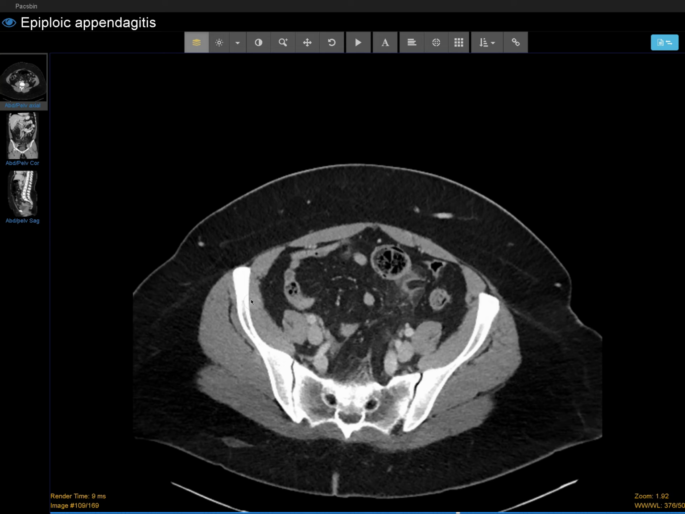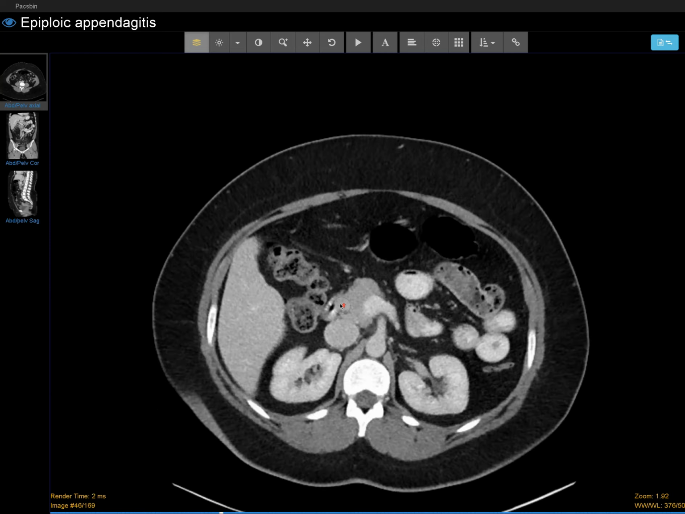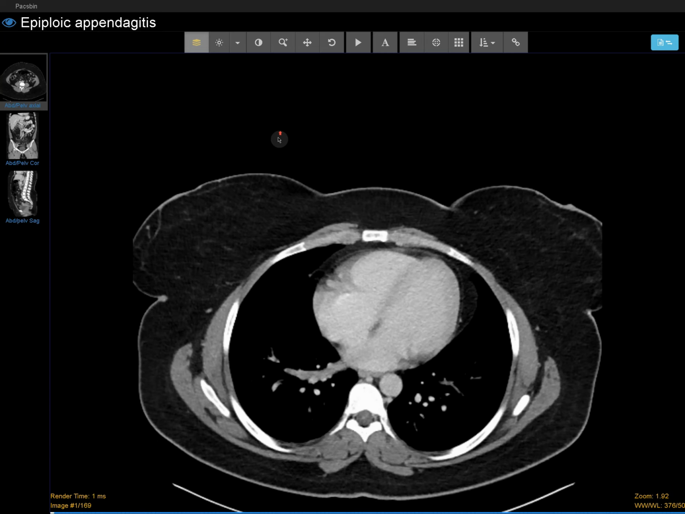Hi guys, we have a case of a 65-year-old female with left lower quadrant abdominal pain. Let's start quickly going from top to bottom, looking at every organ briefly, and then after finishing that, that's when I like to follow my search pattern.